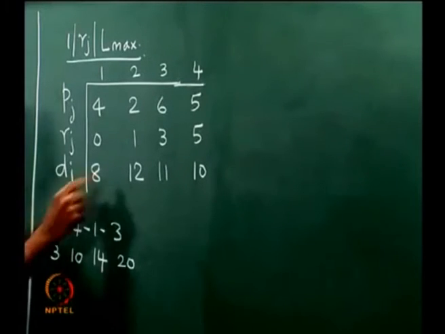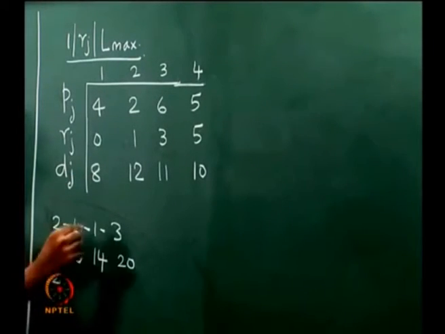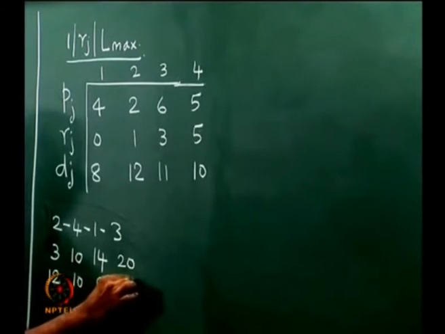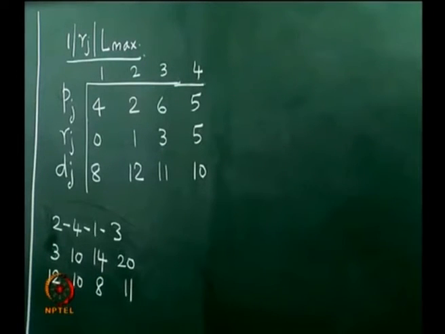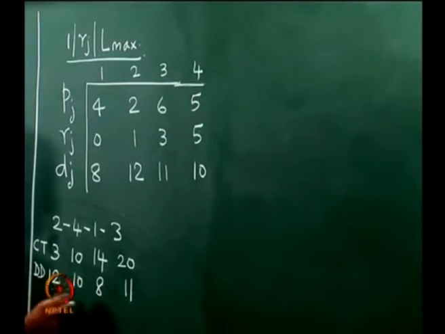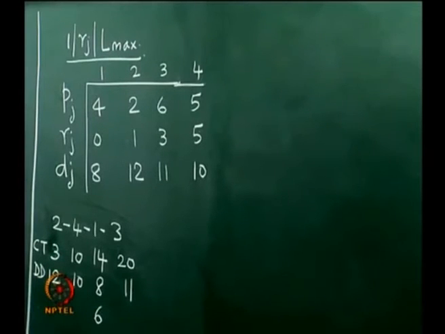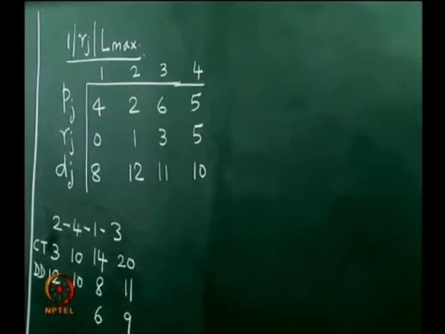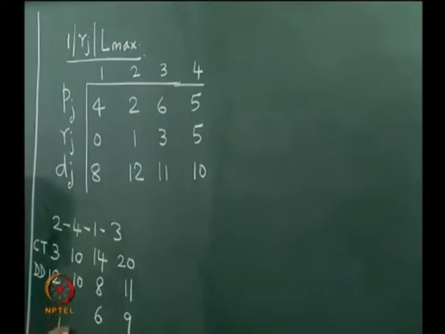Now, the due dates will be 12 here for job 2, for job 4 it is 10, for job 1 it is 8, for job 3 it is 11. So, these are completion times, these are due dates. So, this job is early, this job is neither early nor tardy, this job is tardy with tardiness equal to 6, this job is tardy with tardiness equal to 9. So, maximum tardiness is Lmax, so Lmax is equal to 9.